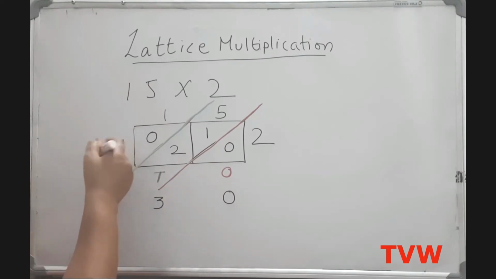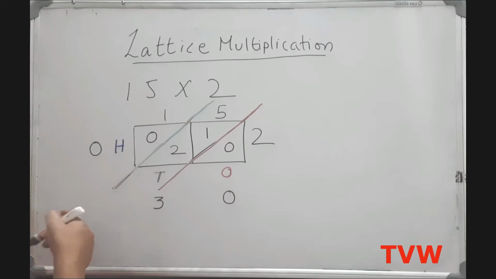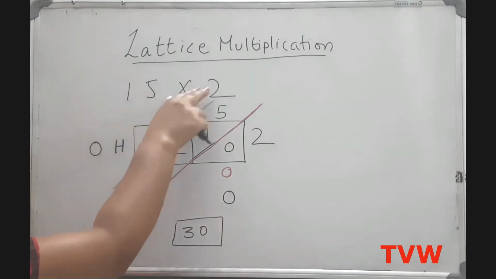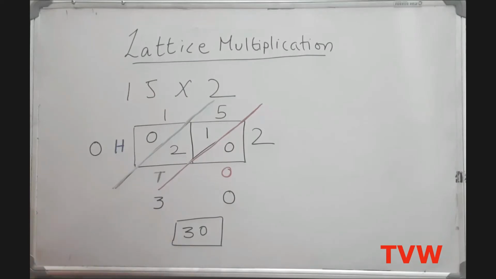And in the hundreds place, we have a 0. So you're going to put a 0. You can ignore the 0 while reading the number. So the answer will be 30. The answer is 30. Alright. So 15 times 2 is 30.